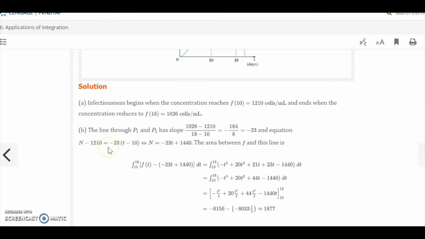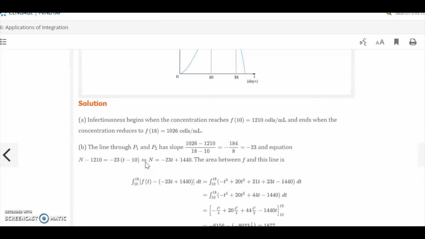And then they solve it so that it's in the form y equals mx plus b. So they distributed that minus 23 to everything, and then brought over the minus 1,210 by adding it to both sides. So then you can finally find the area between the two curves. So we're looking from 10 to 18. We know that because it's our x values given. We have f at t. That was our original function.